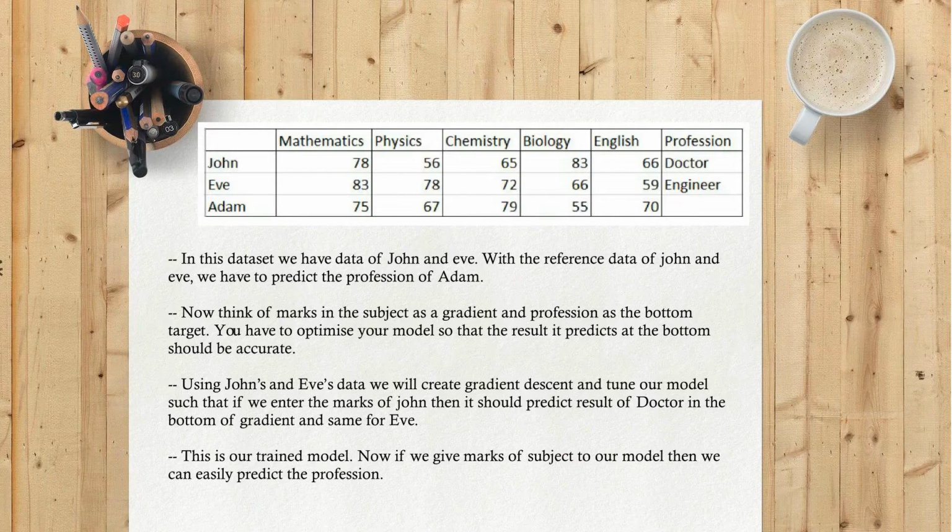Now think of marks in the subject as a gradient, and profession as the bottom target. You have to optimize your model so that the result it predicts at the bottom is accurate. Using John's and Eve's data, we will create gradient descent, and tune our model such that, if we enter the marks of John, then it should predict the result of doctor at the bottom of the gradient, and same for Eve. This is our trained model. Now if we give marks of a subject to our model, then we can easily predict the profession.